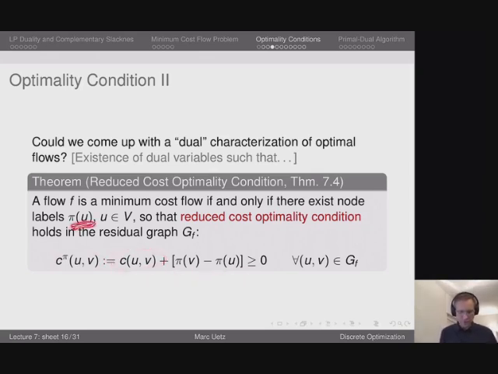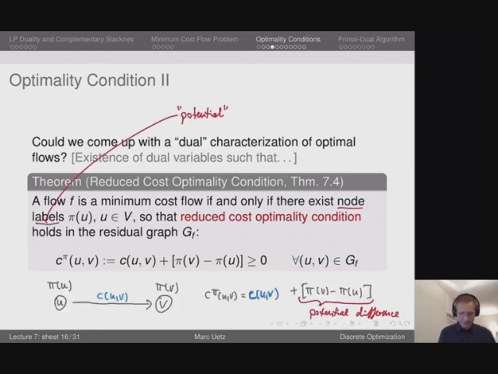So we have these dual variables, potentials for all of the nodes. Along an edge, we have a potential difference, pi of V minus pi of U, and that is added to the original costs. So that is the reduced cost along an edge. And we define that for all the edges in the residual graph.